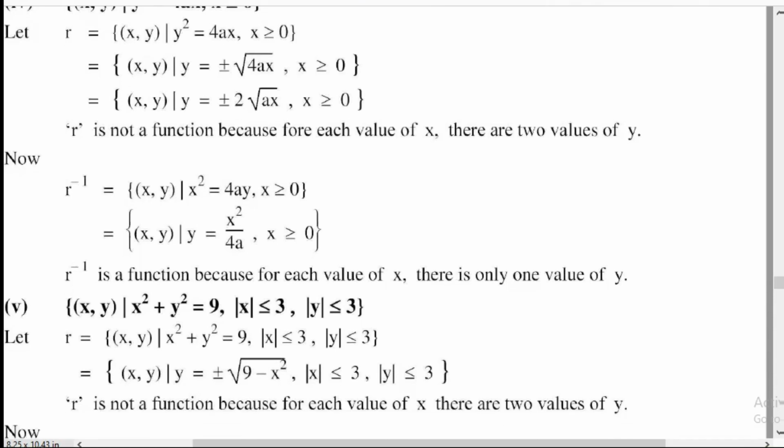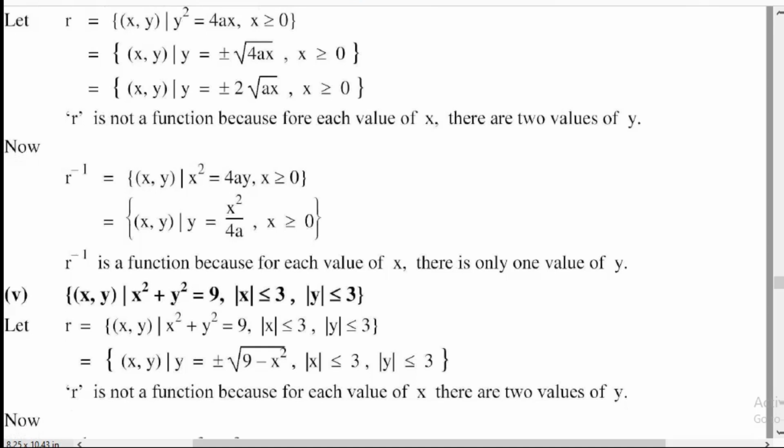Part number 5, that is {(x, y) such that x square plus y square is equal to 9, absolute of x less than or equal to 3, absolute of y less than or equal to 3}. Let R be equal to {(x, y) such that x square plus y square is equal to 9, where absolute of x is less than or equal to 3 and absolute of y is less than or equal to 3}. Taking square root on both sides, y is equal to plus minus the square root of 9 minus x square. Taking x square from the left-hand side to the right-hand side, the sign becomes negative. R is not a function because for each value of x there are two values of y, giving a positive and a negative value. Now the inverse.